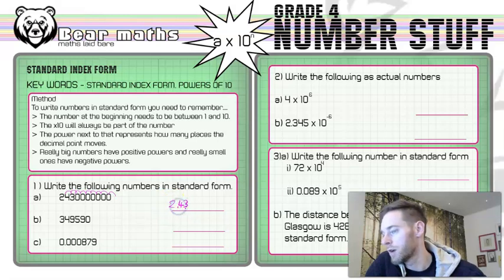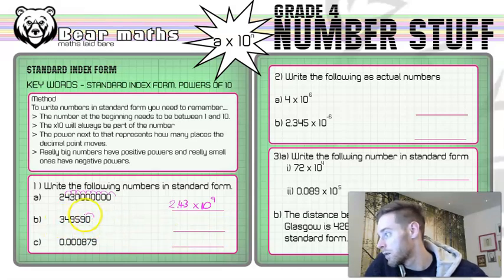2.43. I hope you realize that 2.43 is definitely a number between 1 and 10. Then the times 10 bit is always there. And then the power, because it's a really big number, is a positive 9. We moved it 9 places to make it there. Now the next number is just a different number. Same thing, it's just got more digits that are not zeros.